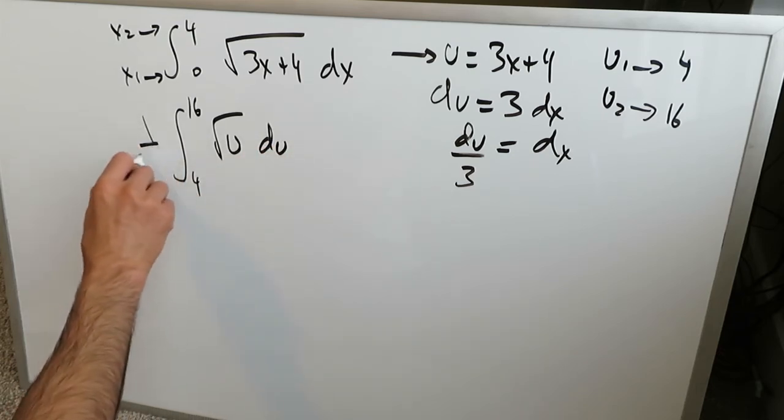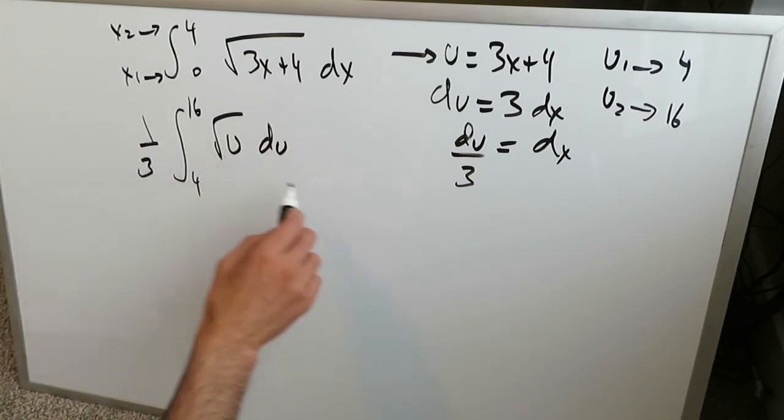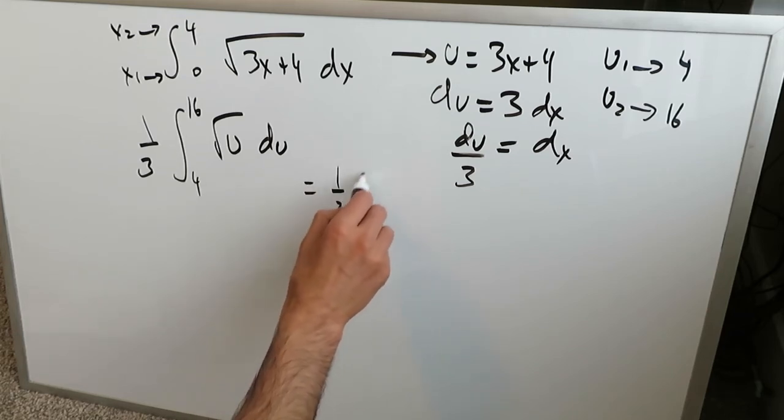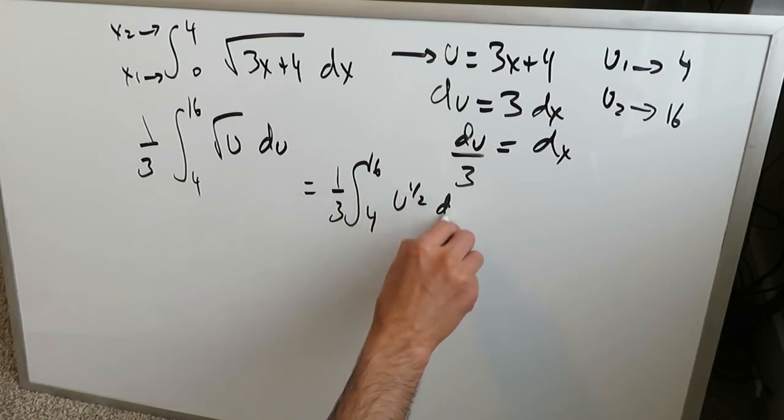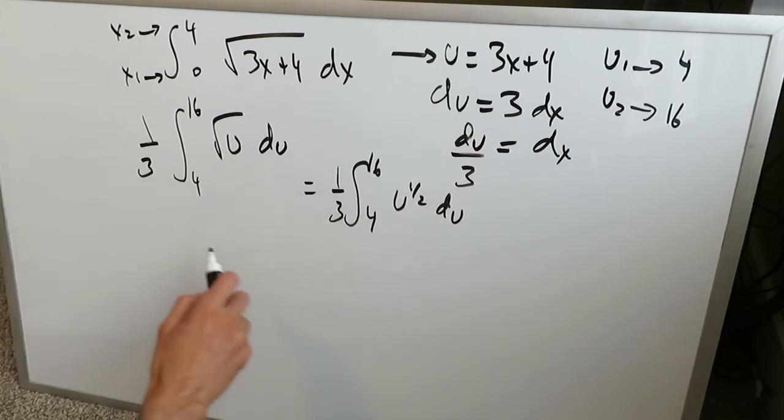The 1 over 3 comes out as a coefficient. Rewrite everything here without the radical sign: 1 over 3, the interval is still the same, 16 and 4, u to the 1 over 2 du. You can do the easy integration over here.